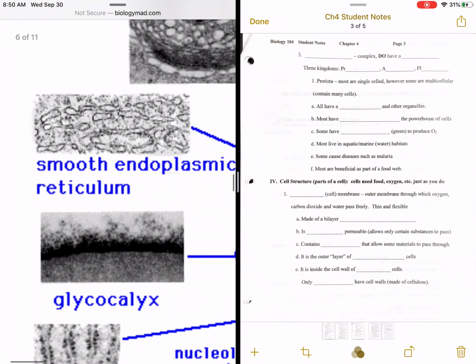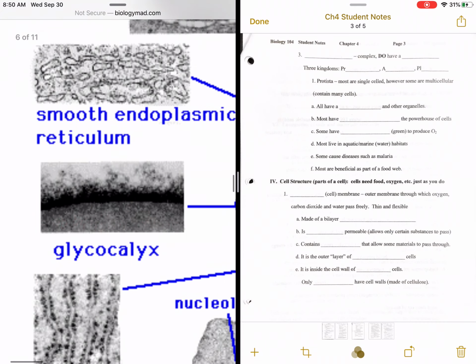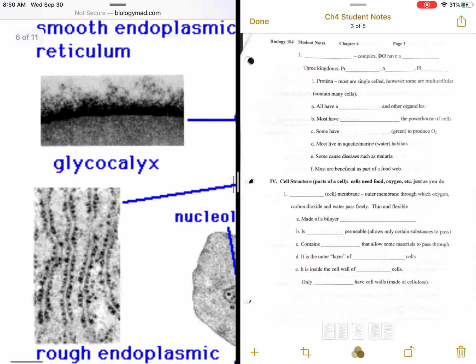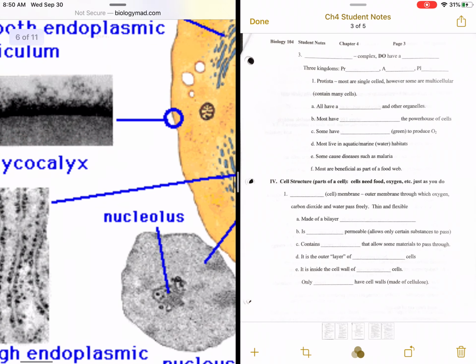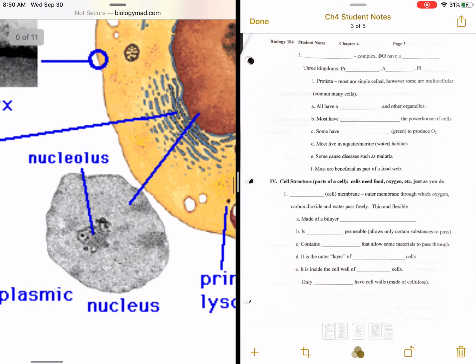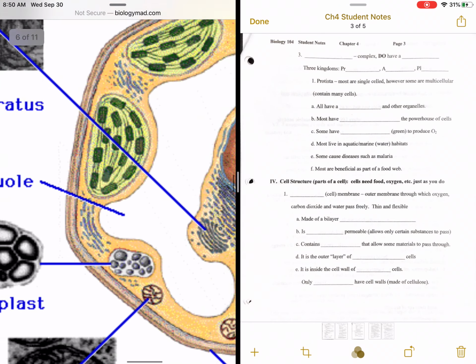And here's smooth endoplasmic reticulum. It looks kind of like the rough, but it doesn't have the ribosomes. And then there's glycocalyx, which is a structure on the cell membrane. So those are your animal cell structures.